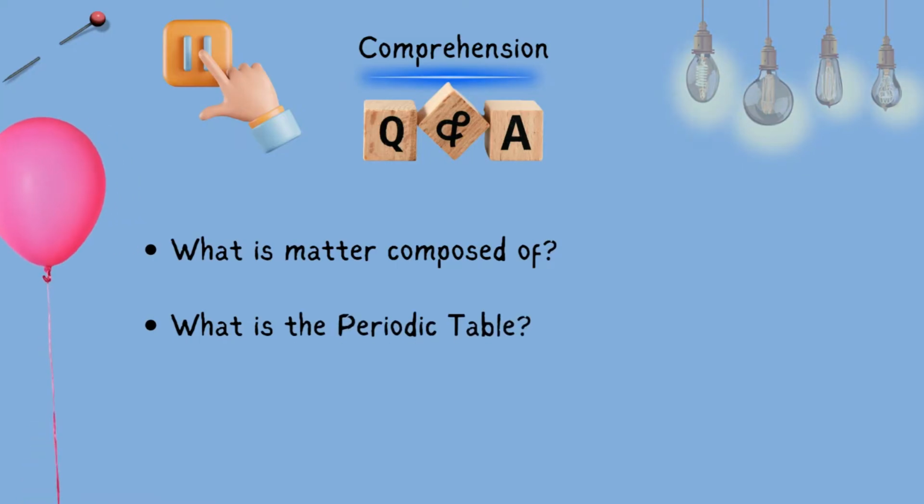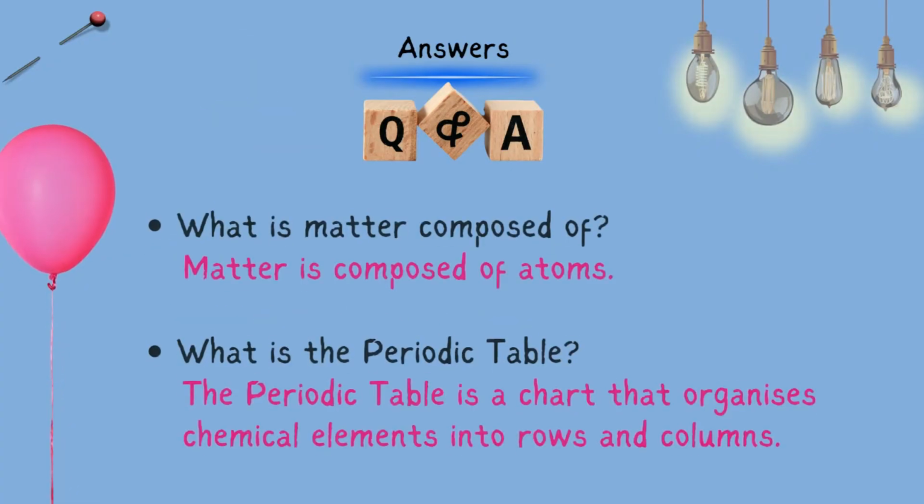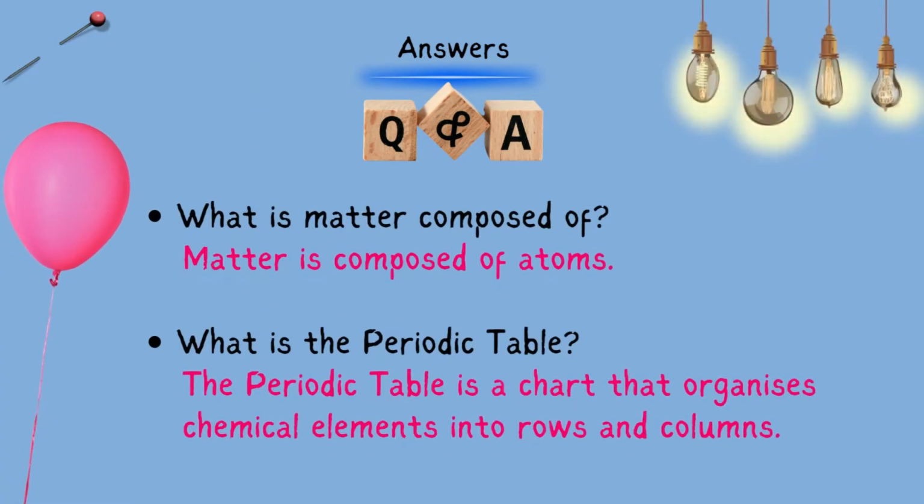Comprehension. Question and answer. What is matter composed of, and what is the periodic table? You may pause this video to answer these questions. Matter is composed of atoms. The periodic table is a chart that organizes chemical elements into rows and columns.